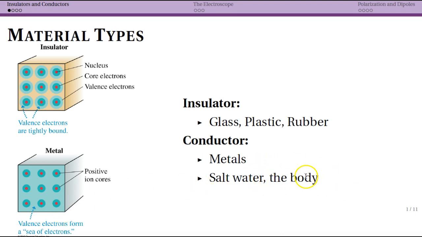And what I point out is that the body, i.e. the human body, is also a conductor, because we are basically a giant bag of salt water. So we're going to be talking about certain aspects of interacting with charges as literally touching them, and that is assuming that we are conductors. So recognize the reason that we say people are conductors is because we are basically a bag of salt water.